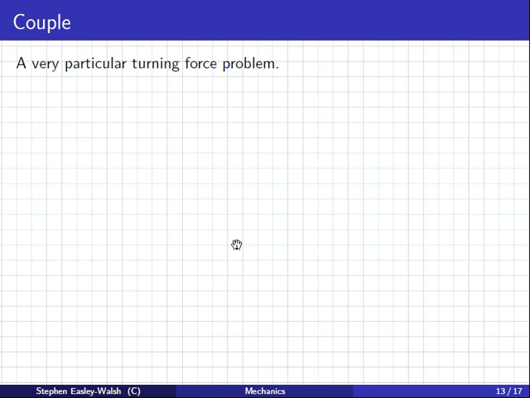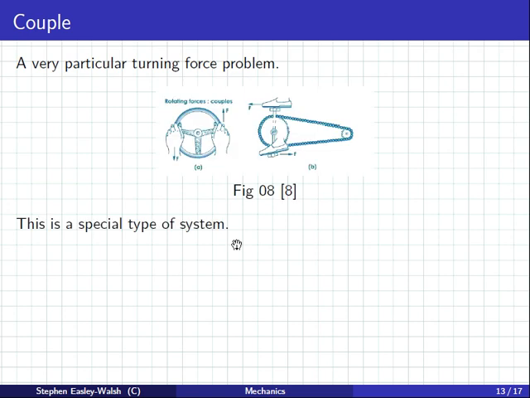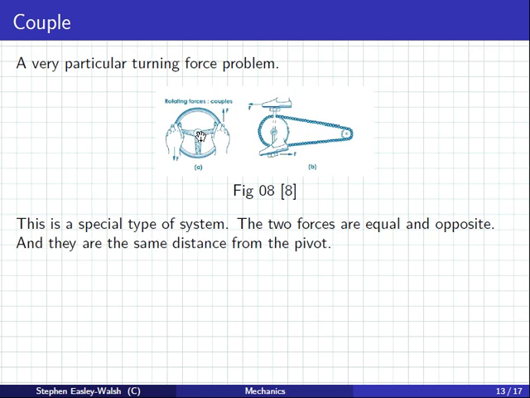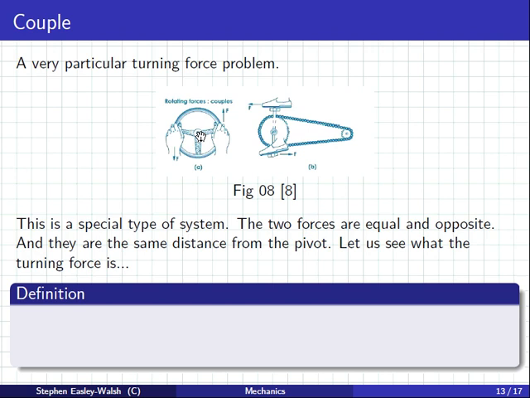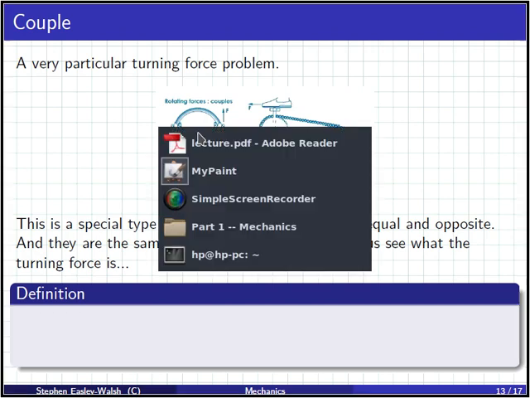A very particular turning force problem is what's called a couple. This is quite a common turning problem. You can see it when you cycle, because you have actually two forces, and you can see it when you're driving your car, again with two forces. This is a special type of system. The two forces are equal and opposite, but they both work together to make a turn. Now we'll get to the definition. I just want to draw the picture here.